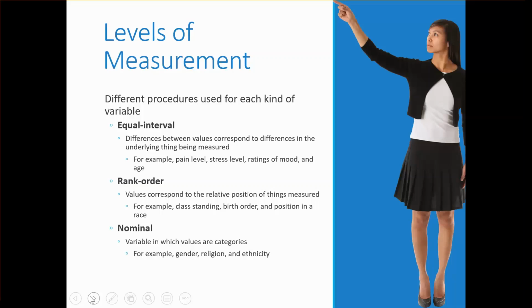But with rank order, they just are relative position, and so you wouldn't want to use addition and subtraction, because those almost become like a category rather than just a number. So the class standing, you might be 9th in your class, but if there are only 10 people in your class, then that's not as great as being 9th in your class if there are 900 people in your class. Do you see how there's a difference? So it's relative. It's not an exact thing. And then nominal, like we said, are just categories. Okay.